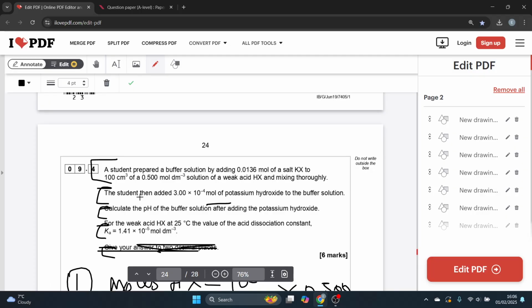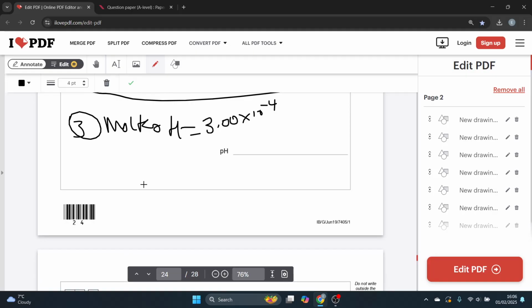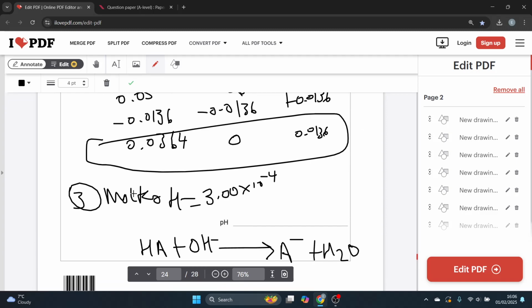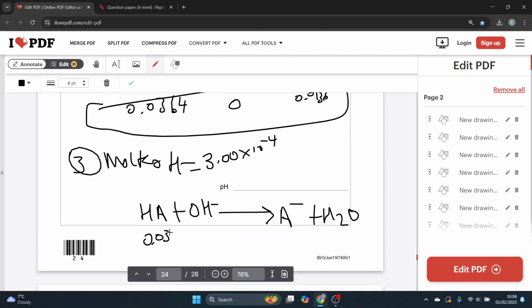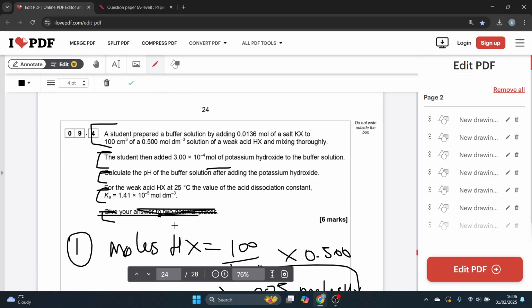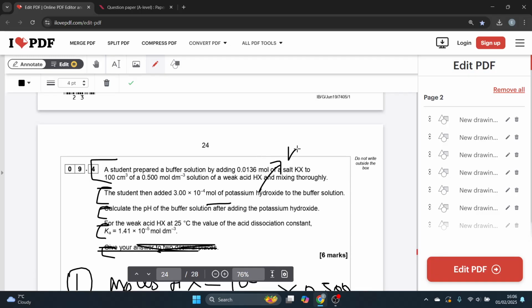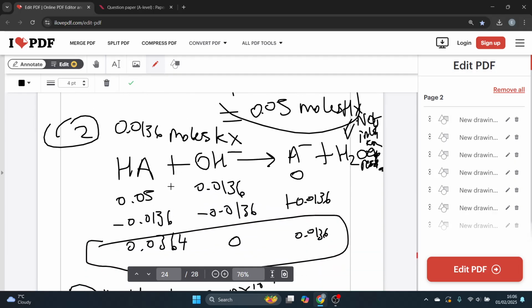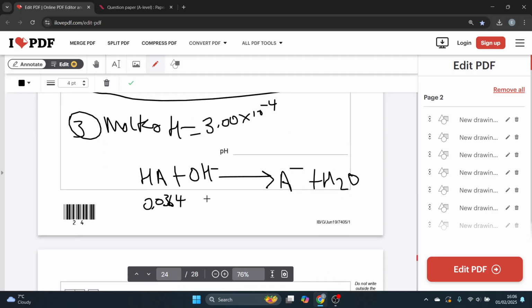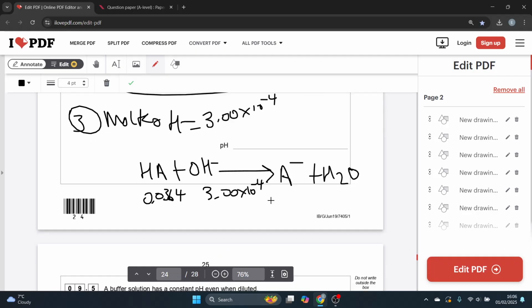Then what I need to do is reconstruct this HA and OH minus expression. So HA plus OH minus to form A minus plus H2O. The concentration of HA is 0.0364. Potassium hydroxide only has 1 hydroxide ion, so I don't need to multiply by 2 or anything. So this is 3.0 times 10 to the power minus 4, and A minus is 0.0136.